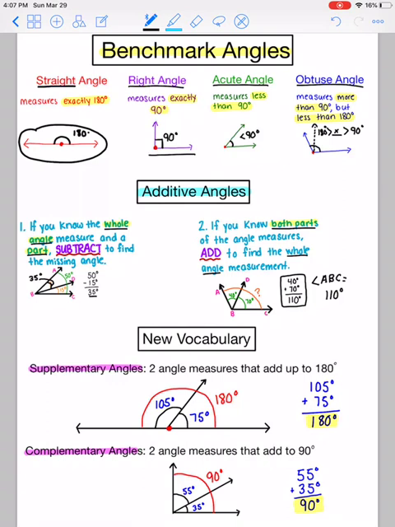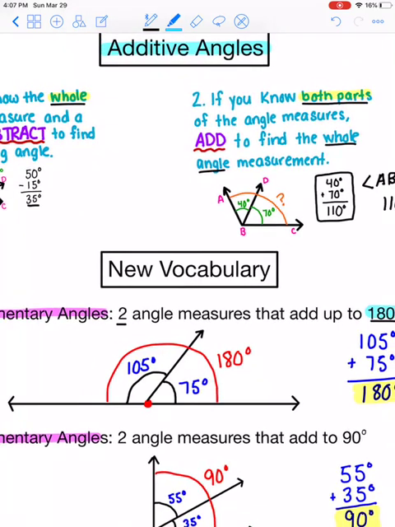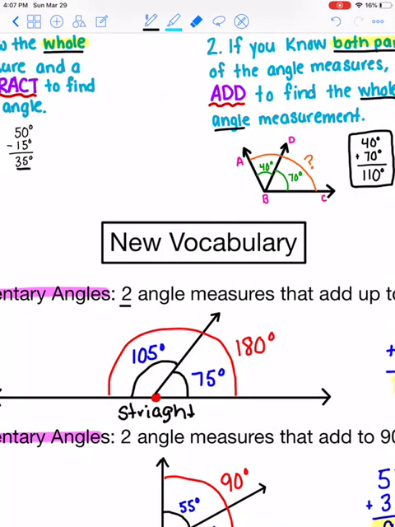So supplementary angles are 2 angle measures that add up to 180 degrees. So they're going to be shown here. So I'm going to zoom in a little bit. So this is a straight angle. Oop, and I realized I spelled straight wrong.